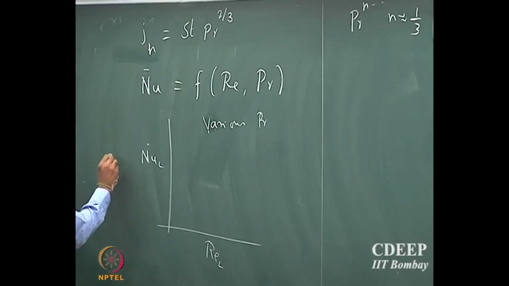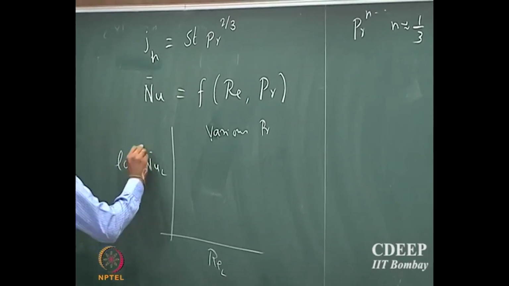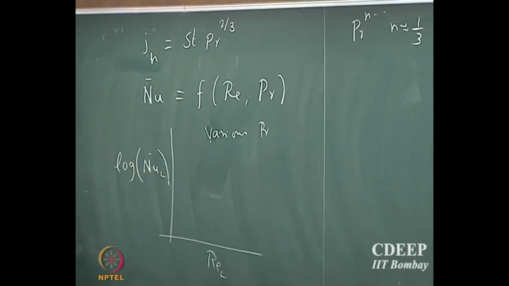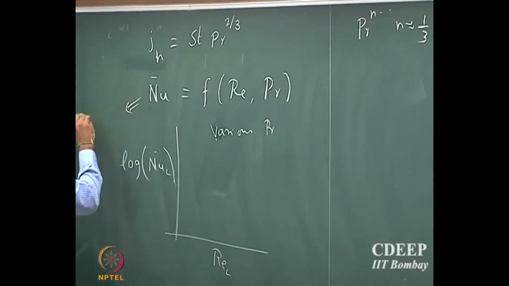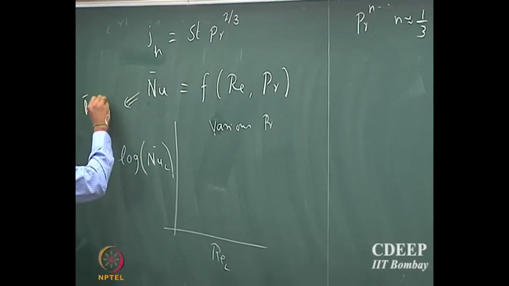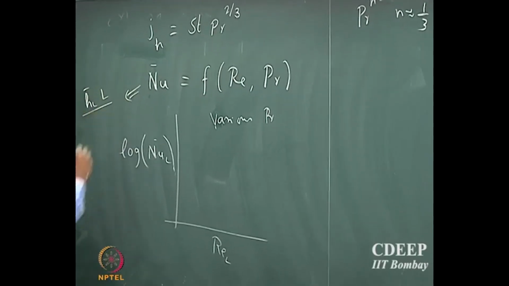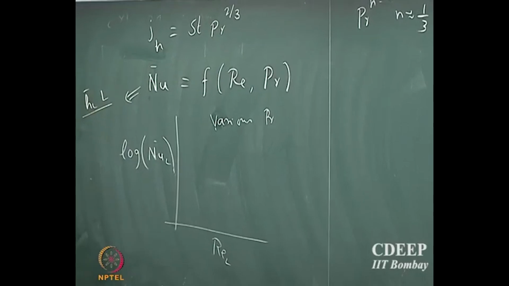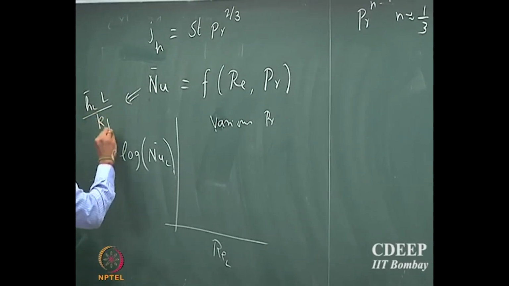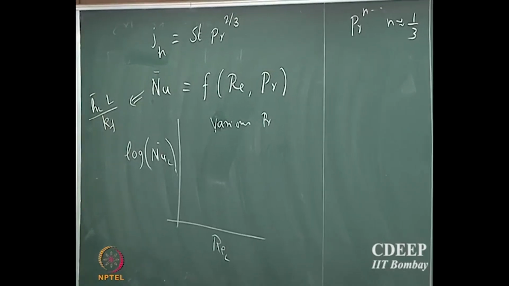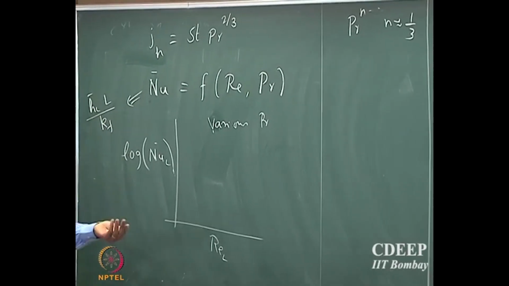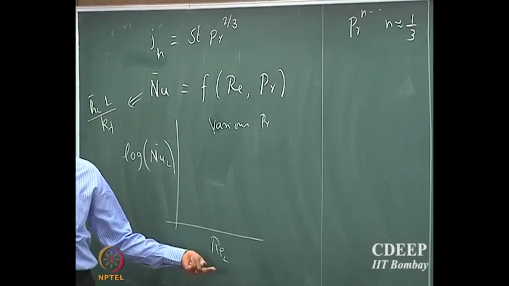And so what they did was they made a plot of log of this average Nusselt number. So note that average Nusselt number is h L bar, the average heat transfer coefficient into the length of the plate, divided by k_f, the conductivity of the fluid. So you know k_f, you know the length, and you know the average heat transfer coefficient from your experiments, and you know the Reynolds number of the flow.